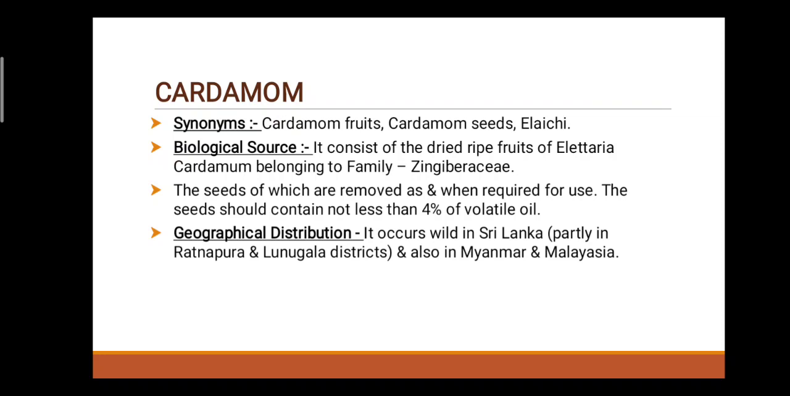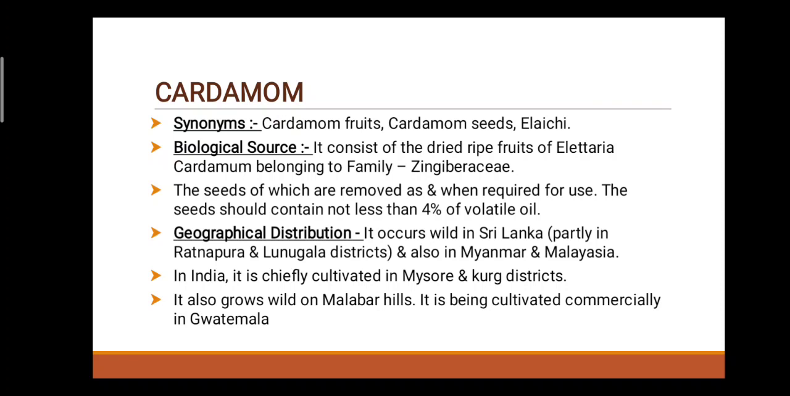Geographical distribution. It occurs in Sri Lanka, partly in Ratnapura and Lunugala districts, and also in Myanmar and Malaysia. In India, it is chiefly cultivated in Mysore and Coorg districts. It also grows wild on the Malabar hills. It is being cultivated commercially in Guatemala.